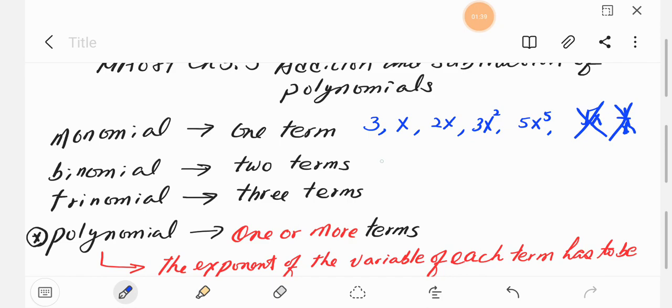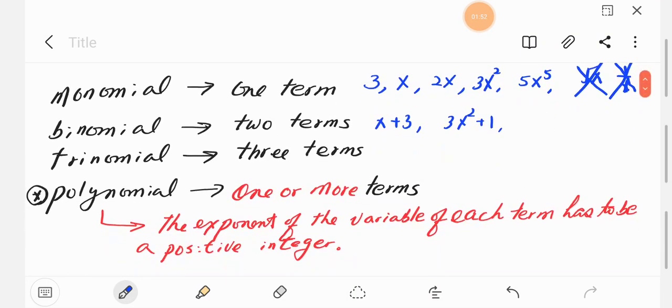Okay, a binomial has two terms. So for example, x plus 3, two terms, this is a binomial. 3x squared plus 1, this is a binomial. A trinomial is a polynomial that contains three terms. So for example, x squared plus x minus 1, or x to the fifth power plus 2x minus 5, something like this.